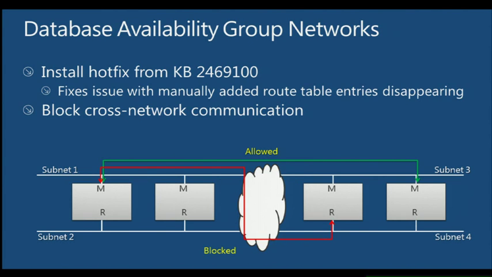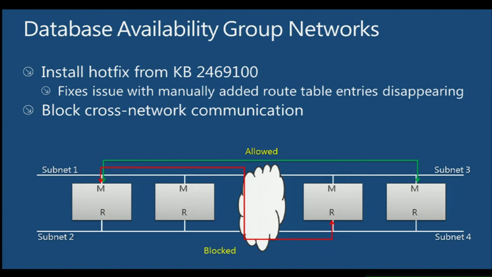Now, one of the other important things that you need to be aware of is there are some important routing changes that you're going to want to make in a multi-subnet environment. So obviously, one of the first things you want to do is get this KB 246-9100 on there. That fixes a problem with NetSH where persistent routes that you have added disappear or don't show up.